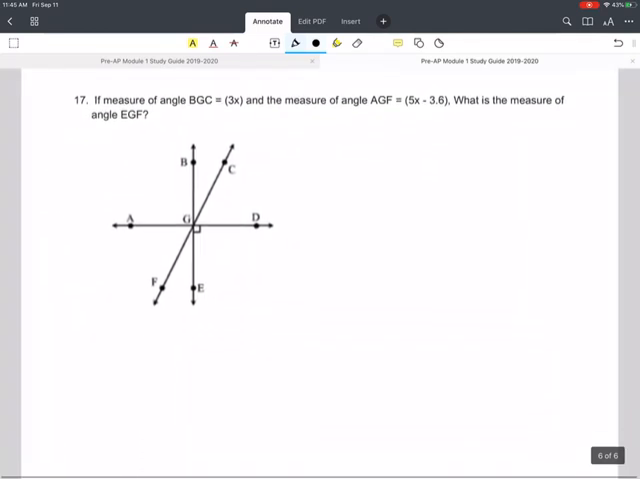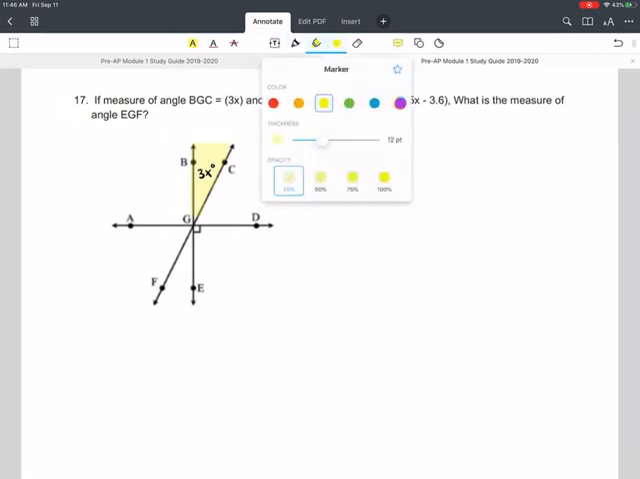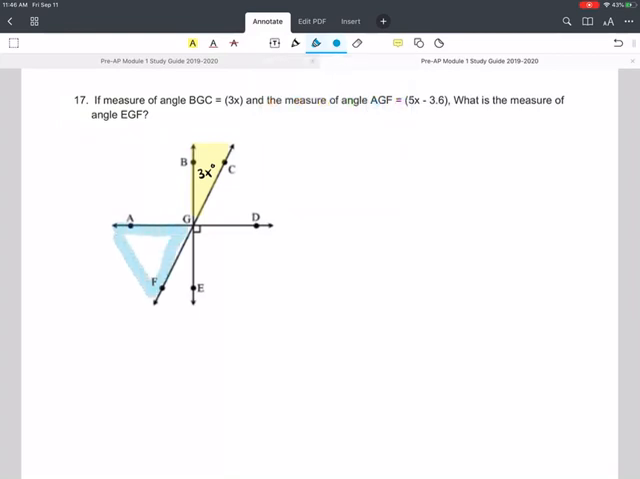All right, then number 17, this is our last problem. It says if measure of angle BGC is 3x. Let me find BGC. It is this yellow angle. It tells me it is 3x degrees. And the measure of angle AGF is 5x minus 3.6. So I'll do that angle AGF is right here. Do this one blue. And I'll add in the 5x minus 3.6.